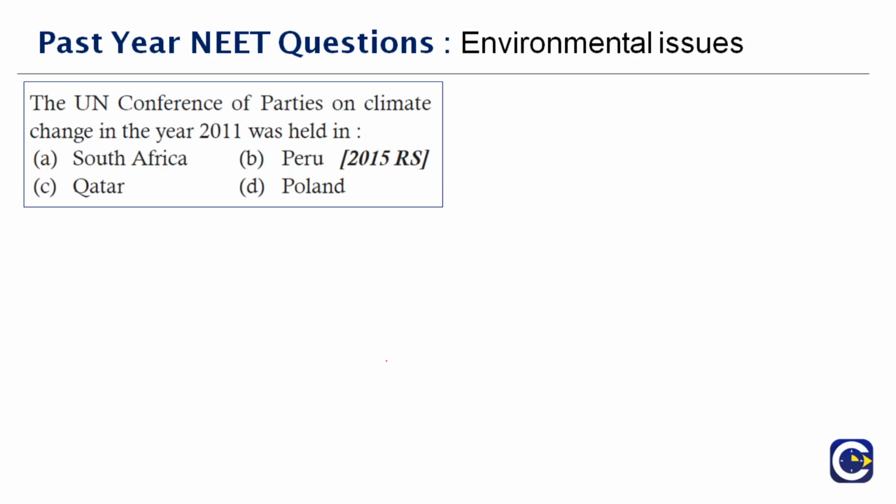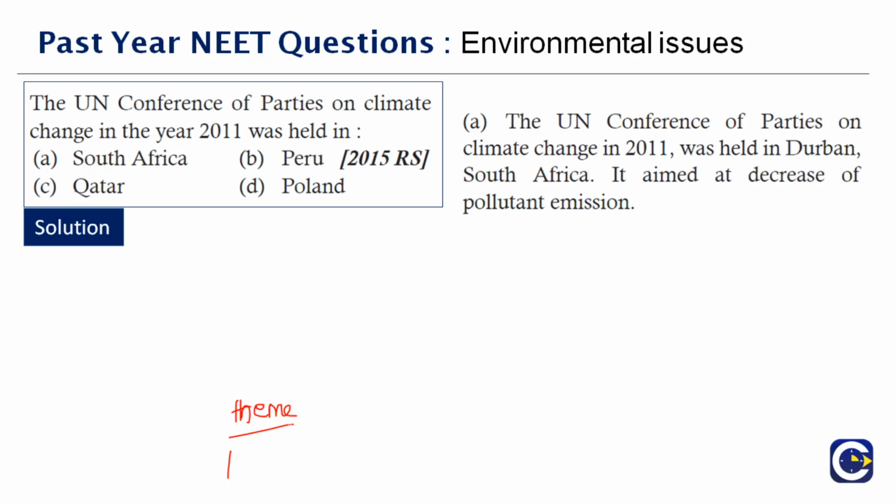Next question here. The UN Conference of Parties on Climate Change in the year 2011 was held in dash. Okay, this is a direct question. You don't have much explanation for this. The answer is direct. The location is South Africa. It aimed to decrease the pollutant emission. Every conference or meeting has a specific theme, they aim for something and they work for that. So this particular conference aimed at decreasing the pollutant emission.